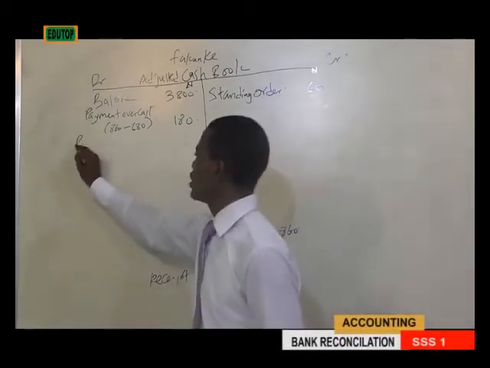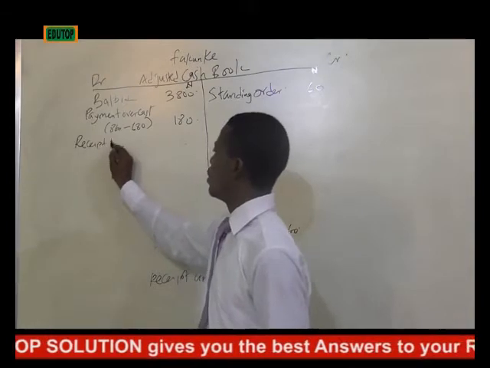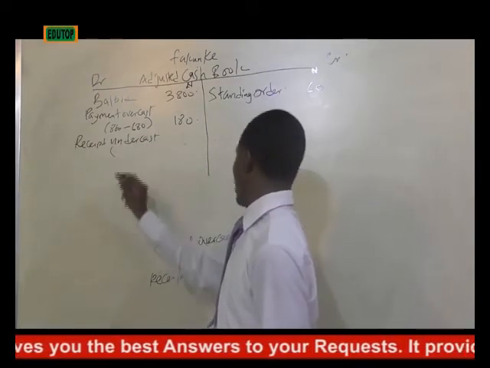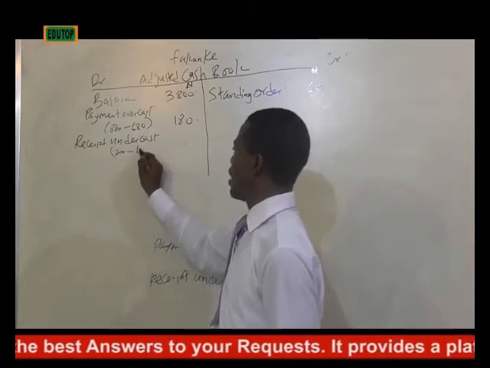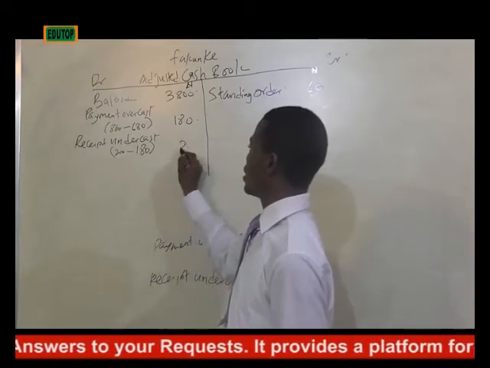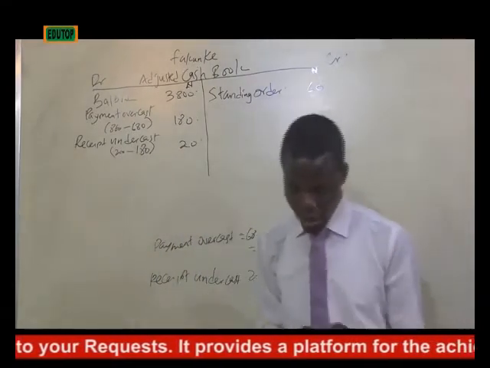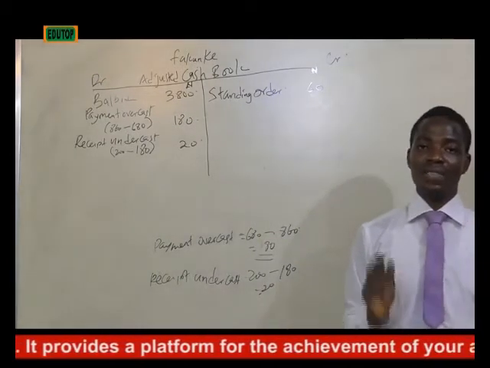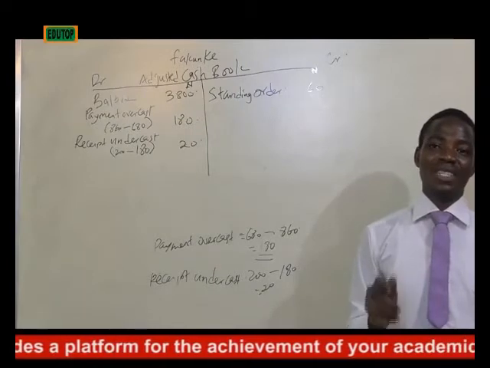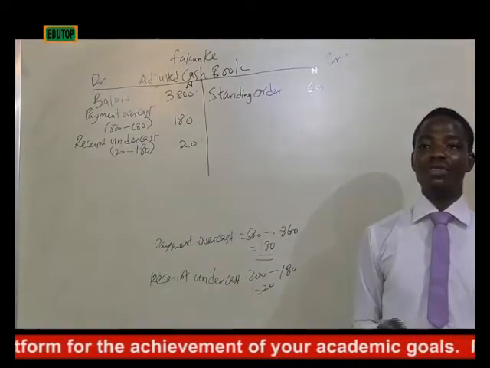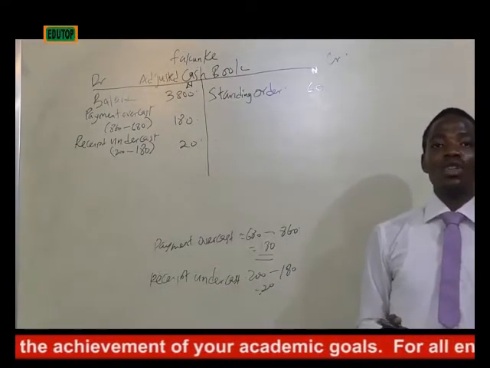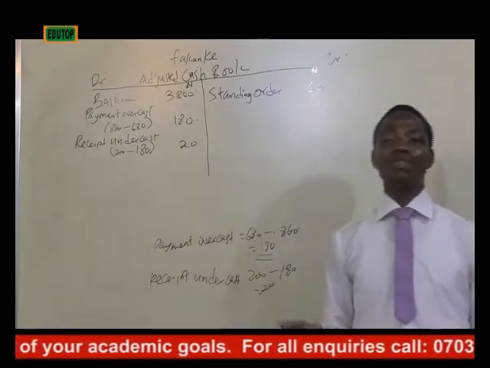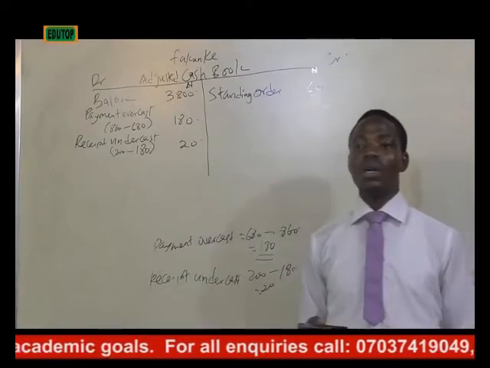You just write receipt undercast. That is 200 minus 180. That is 20 naira. I told you the other time, accounting has to do with interpretation. If you are given the question, read the question very well so that you can interpret. If you misinterpret it, then it's going to cause variance in your figures. So we have to be very careful and make sure you interpret the question very well.